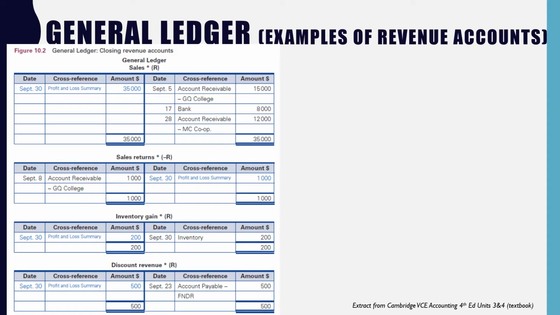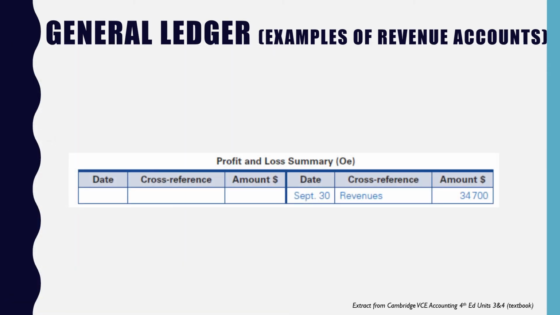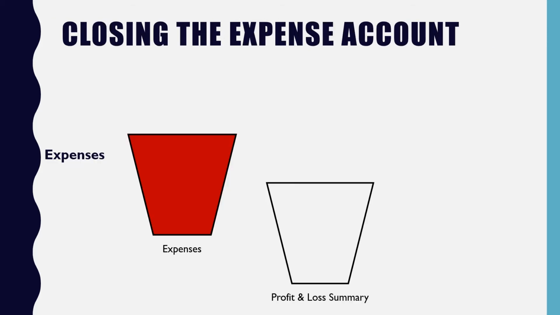Here's a snapshot of the revenue ledger accounts after the closing entries have been posted. As we can see here, the sales account has been debited, the sales returns account has been credited, the inventory gains has been debited, and discount revenue has been debited. And the net amounts from all these revenue ledger accounts have been transferred to the profit and loss summary account that has been credited by $34,700.